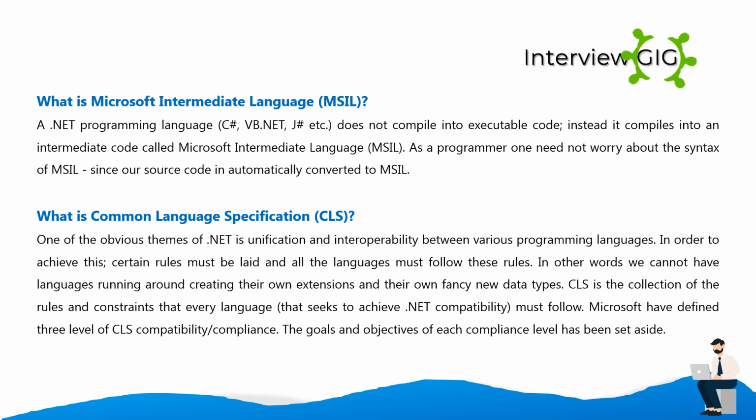What is Common Language Specification, CLS? One of the obvious themes of .NET is unification and interoperability between various programming languages. In order to achieve this, certain rules must be laid down and all the languages must follow these rules. In other words, we cannot have languages running around creating their own extensions and their own fancy new data types. CLS is the collection of the rules and constraints that every language that seeks to achieve .NET compatibility must follow. Microsoft has defined 3 levels of CLS compliance. The goals and objectives of each compliance level have been set aside.